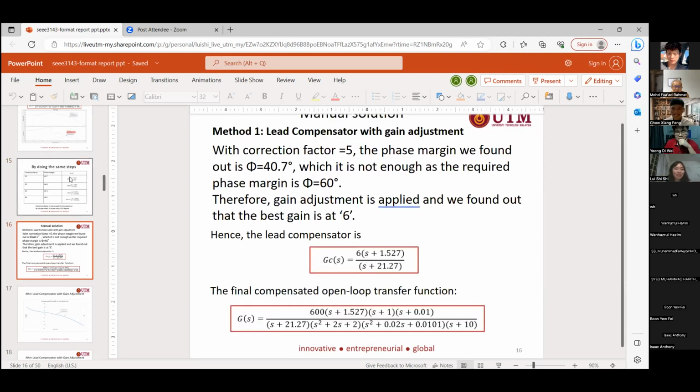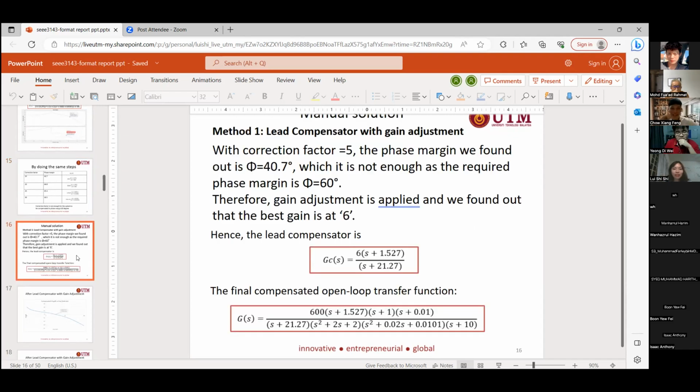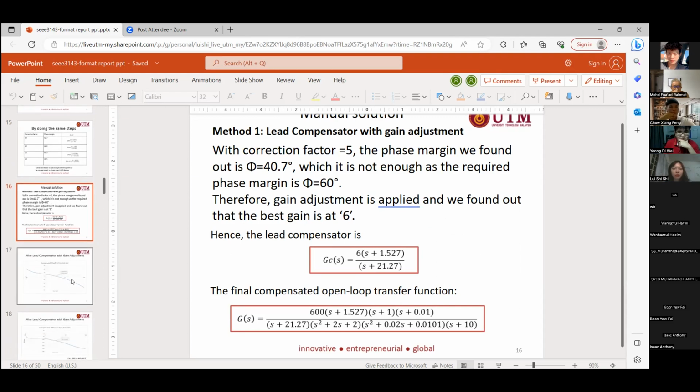But then we come up with the design. Okay, continue. So next, this is the method where we did the gain adjustment. Because our phase margin is 40.7 degrees, which is not enough, we apply the gain adjustment. Then we change our gain, and we found that the best gain is around 6. Then we use this lead compensator transfer function.